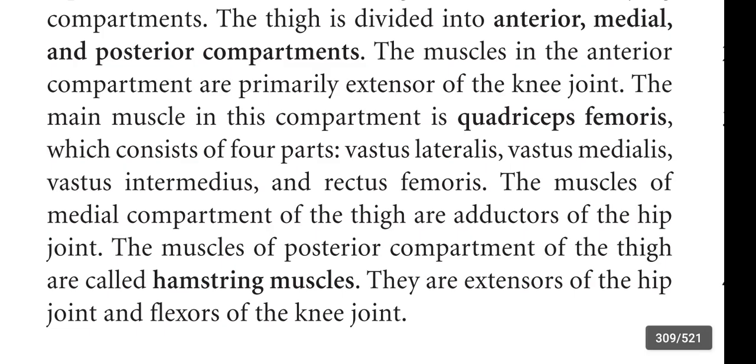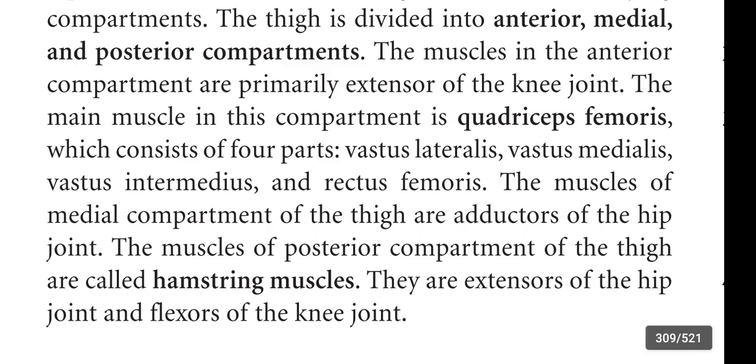And what parts does it consist of? The quadriceps femoris consists of vastus lateralis, vastus medialis, vastus intermedius and rectus femoris. These are primarily extensors of the knee joint. Next, coming to the medial compartment. The muscles here act as adductors of the hip joint. The muscles of the medial compartment of the thigh are adductors of the hip joint.